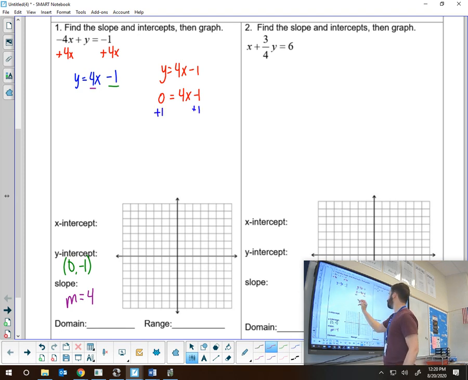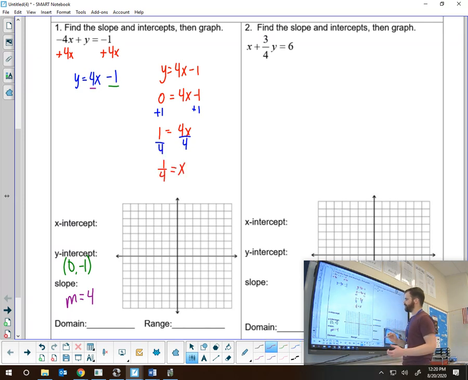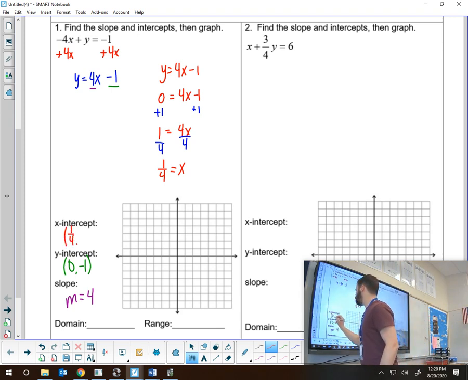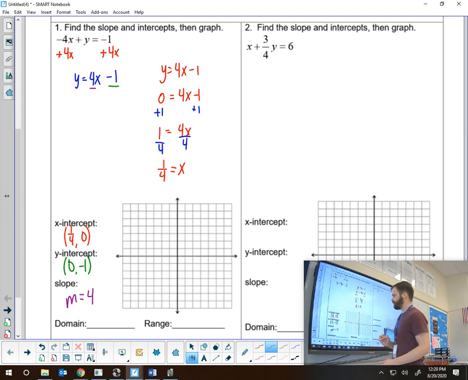And I'm going to get 1 equals 4x, divide both sides by 4. And so x equals 1/4. So my x-intercept is going to be at 1/4, 0. Okay? Now, did I have to find my x-intercept to be able to graph this? No, we're just getting some extra practice in. But let's go ahead and graph.